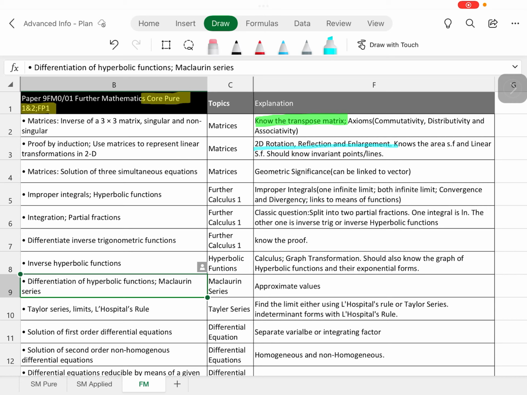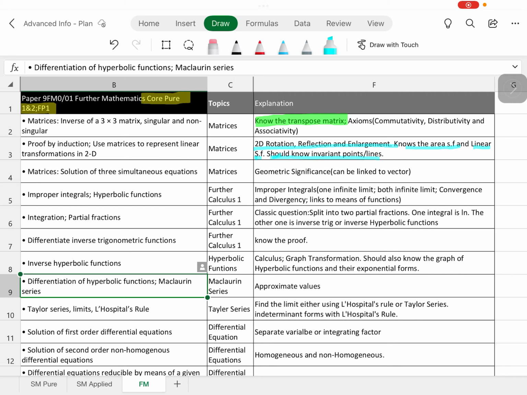Okay, so you should know the area scale factor and the linear scale factor for enlargement. So knowing that determinant is the area scale factor, and the linear scale factor would be the constant you have in front of the matrix. Although the invariant point and invariant line are not mentioned in the advanced information, you should also be aware of it, knowing how to find them in case it appears.